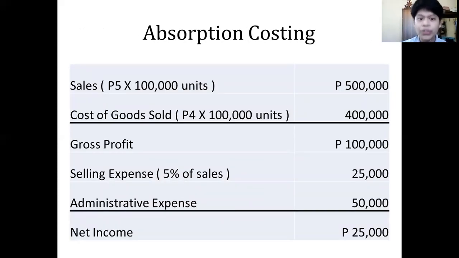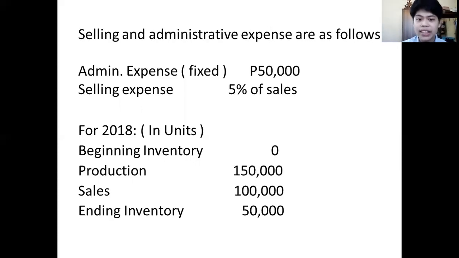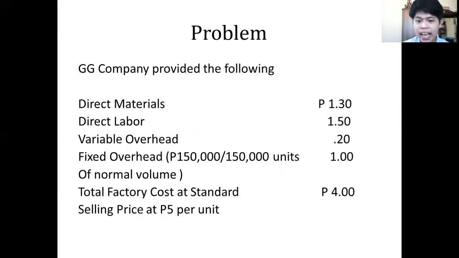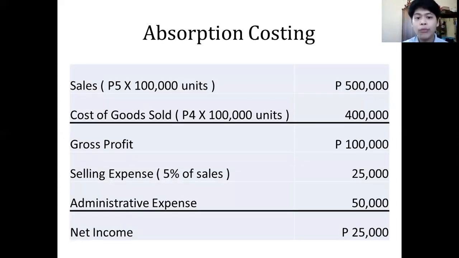Let's now go with absorption costing. At the top, you see sales: the selling price is 5 pesos, and 100,000 units were sold, so the sales is 500,000 pesos. Cost of goods sold is 4 pesos. Under absorption costing, the 1 peso of fixed overhead is allocated to cost of goods sold, so it is included in the 4 pesos. Going back, we included the fixed overhead in the total factory cost at standard of 4 pesos. So, 4 pesos times 100,000 units equals 400,000, and the gross profit is 100,000 pesos.